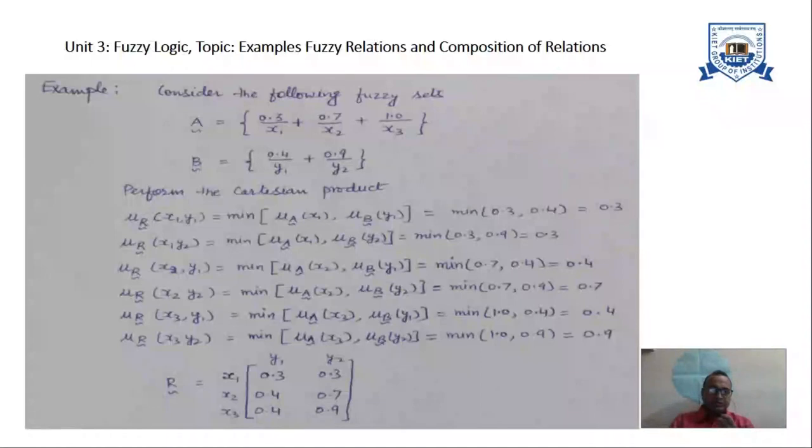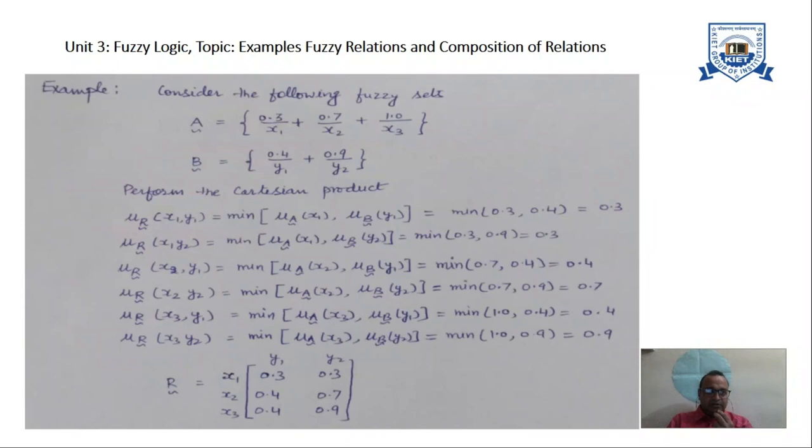Hello students, in this lecture of Unit-3, we'll discuss some examples related to fuzzy relations and some examples related to composition of fuzzy relations. So let us start the lecture.